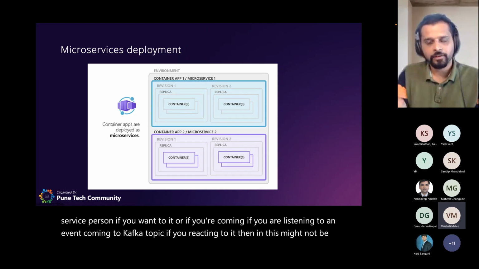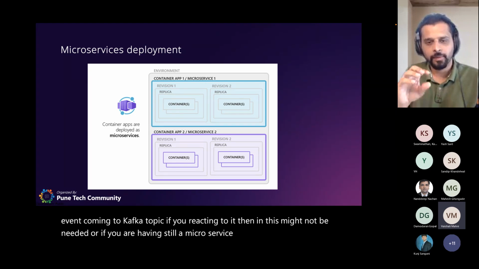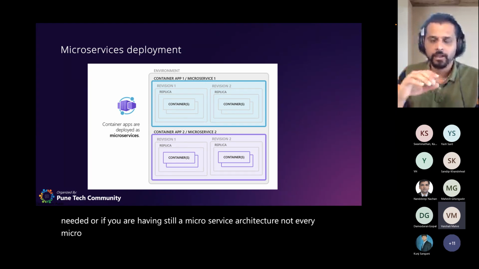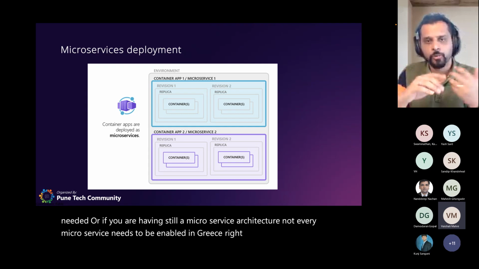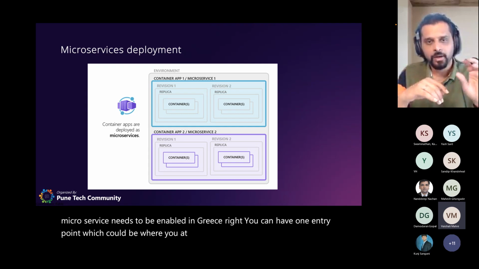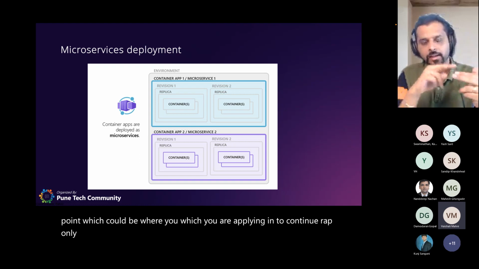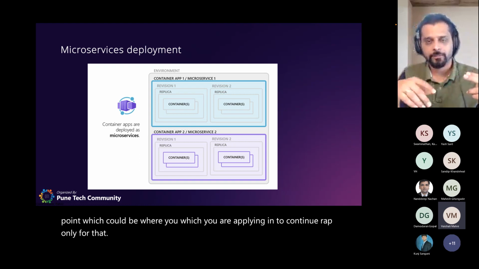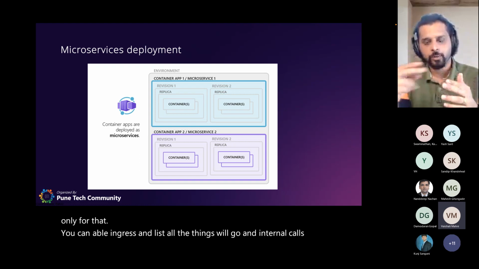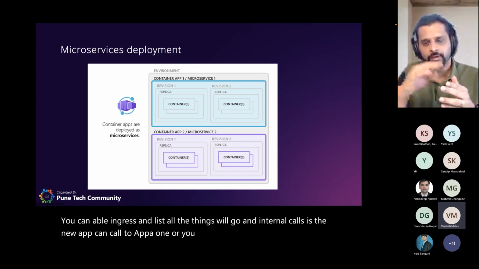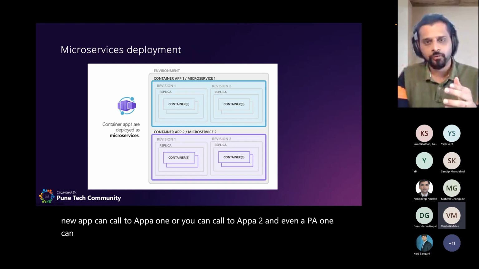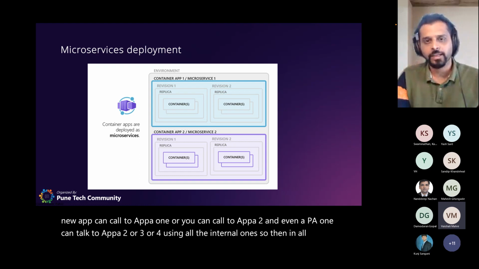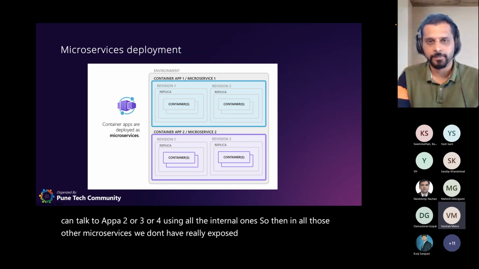Or if you're having still a microservices architecture, not every microservice needs to be enabled with ingress, right? You can have one entry point, which could be your UI app, which you are deploying into container app. Only for that, you can enable the ingress, and rest all the things will go away on internal calls. So the UI app can call API 1, or it can call API 2, and even API 1 can talk to API 2 or 3 or 4 using all the internal ones. So then in all those other microservices, we don't have to really expose anything outside of container apps.